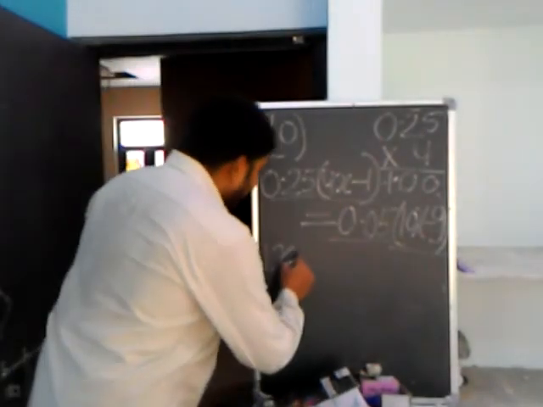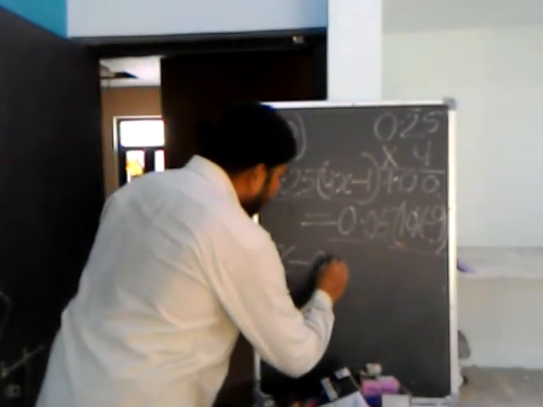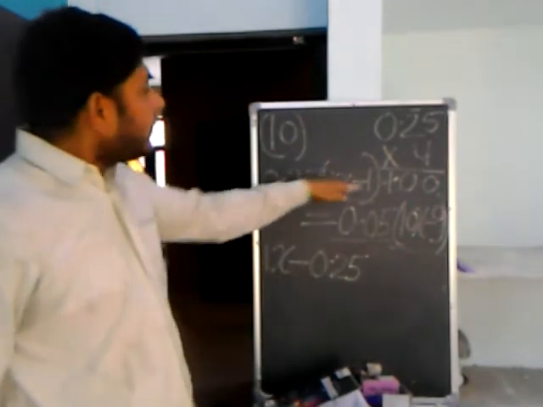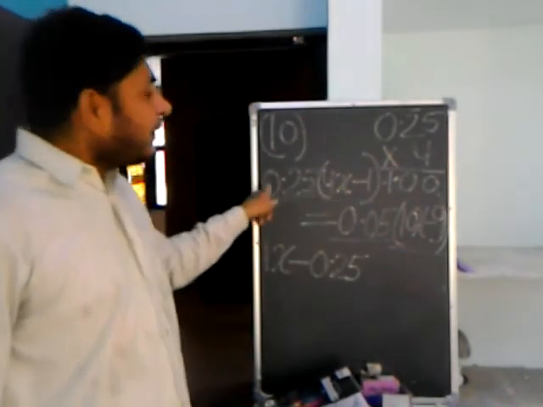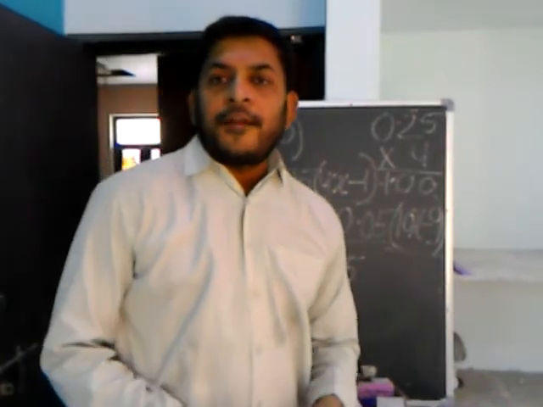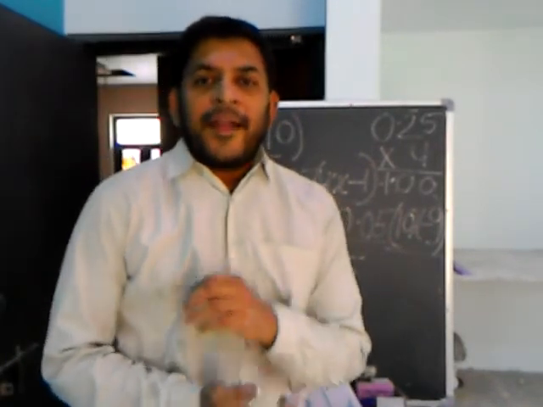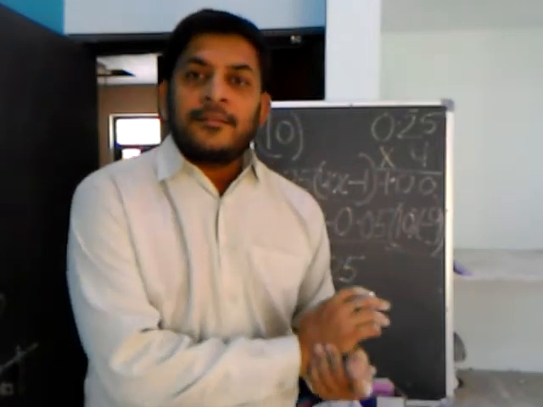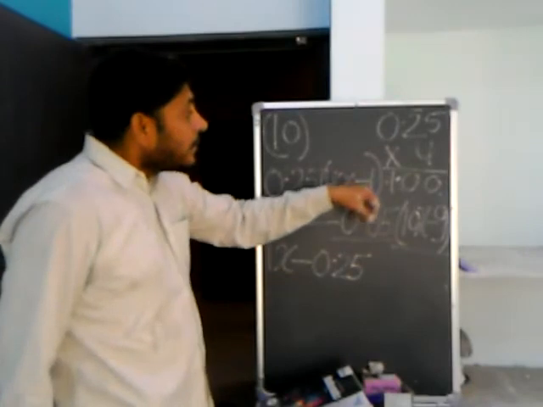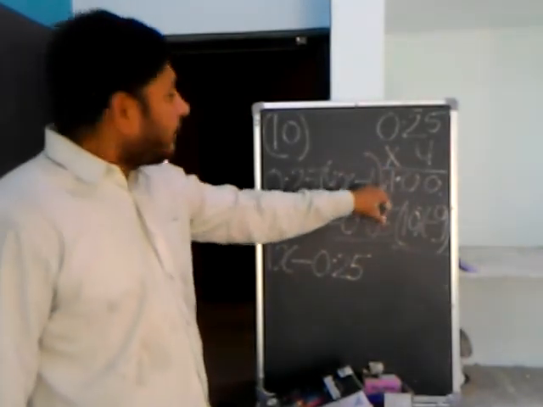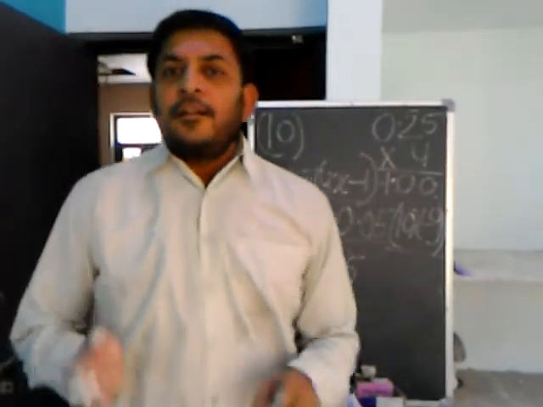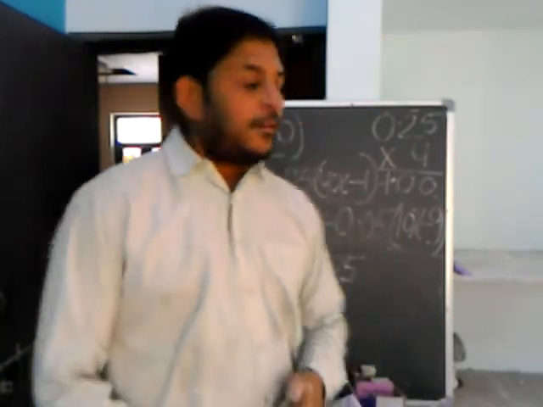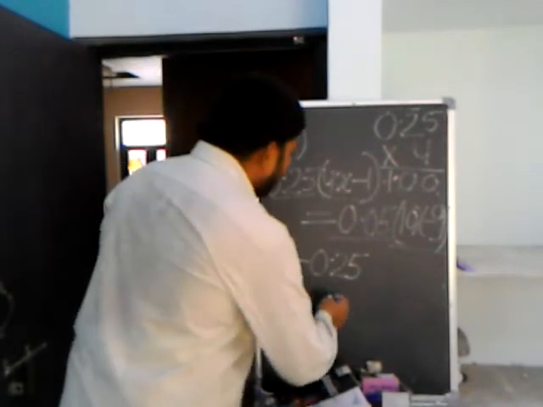Second, 0.25. Why so? Because this is minus 1 being multiplied by 0.25. 1 multiplied with anything, the answer doesn't change, it remains as it is. But this one is a negative integer and 0.25 is a positive integer. So when they multiply with each other, the answer will be a negative integer. So it is minus 0.25.